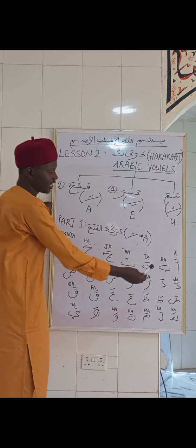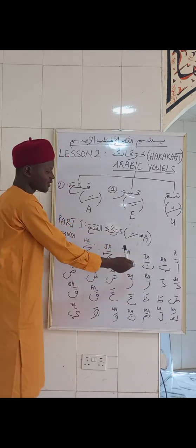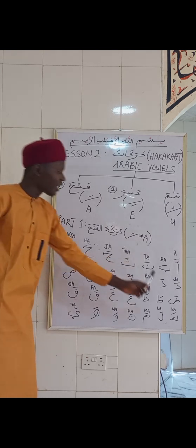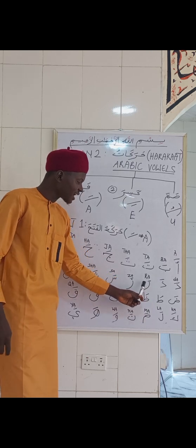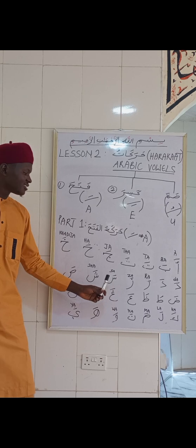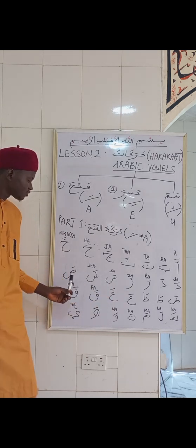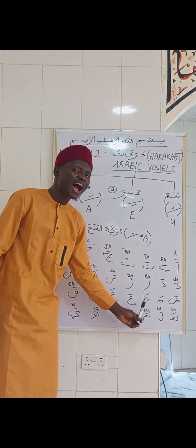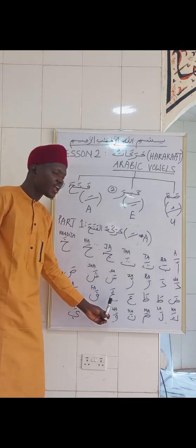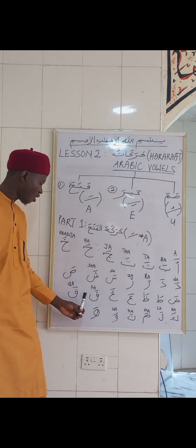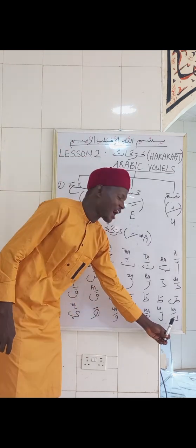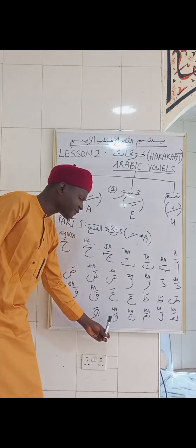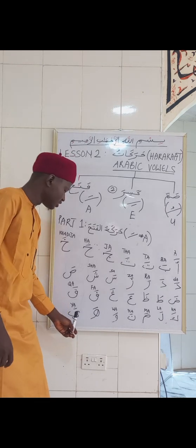You first spell it with the letter names. You say alif fatha, a, ba fatha, ba, ta fatha, ta, tha fatha, tha, jim fatha, ja, ha fatha, ha, kha fatha, kha, dal fatha, da, zal fatha, dha, ra fatha, ra, zain fatha, za, sin fatha, sa, shin fatha, sha, sad fatha, sa, dad fatha, da, ta fatha, ta, za fatha, za, ain fatha, a, ghain fatha, gha, fa fatha, fa, qaf fatha, qa, kaf fatha, ka, lam fatha, la, mim fatha, ma, nun fatha, na, waw fatha, wa, ha fatha, ha, ya fatha, ya.